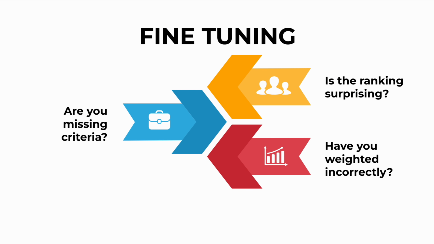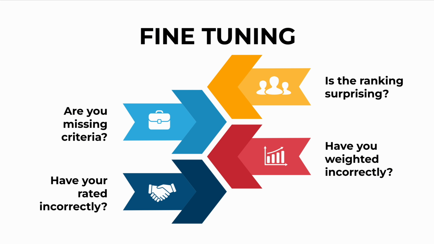Or are the weights incorrect? I mean, you put the weights on there initially, but maybe there's a certain criteria that's weighted a little bit too high, or one that's weighted a little bit too low. So maybe take a look at the weights and tweak those. And last, have you rated them correctly? Have you rated them fairly in relation to each other is what would be most correct here.